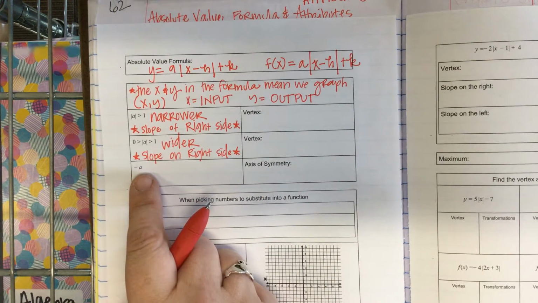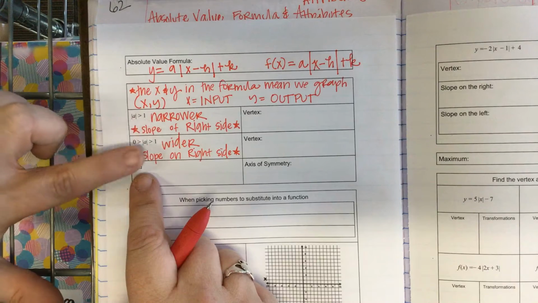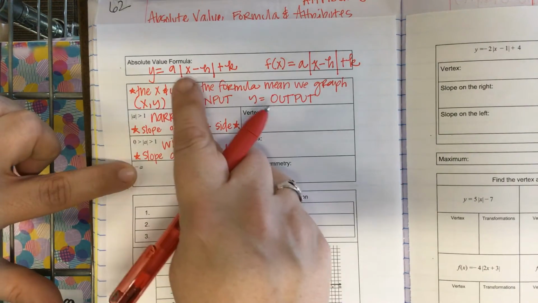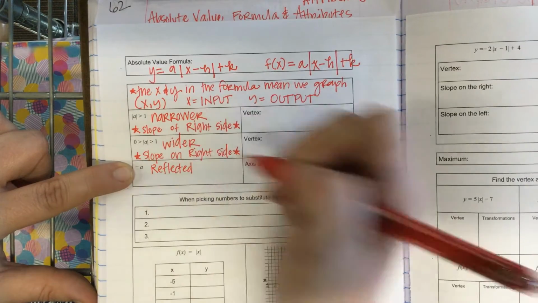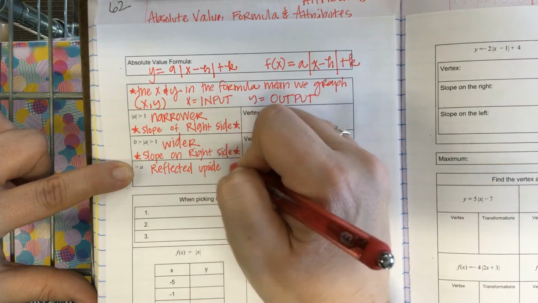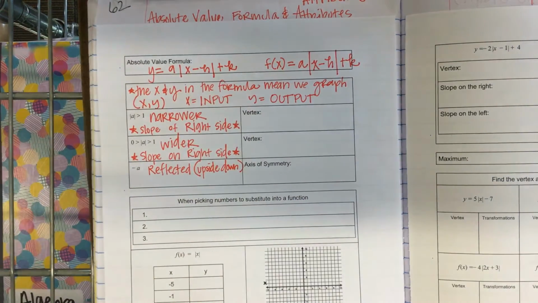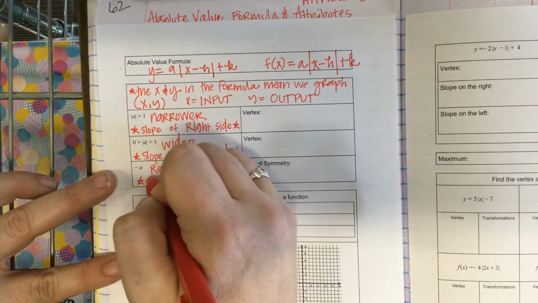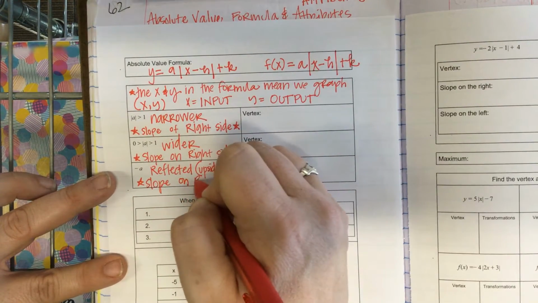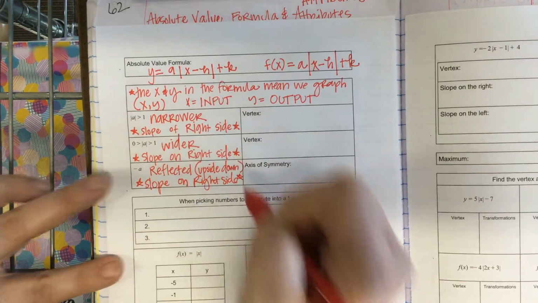If it's negative a, which can fit in either one of these, right? Because these are absolute values. But if your a value is negative, it's reflected. It's upside down. Which makes sense. If your slope is negative 3/4, that means down 3 over 4. And if your slope is positive 3/4, that means up 3 over 4. And again, it's the slope on the right side. I got it that time. Good job.